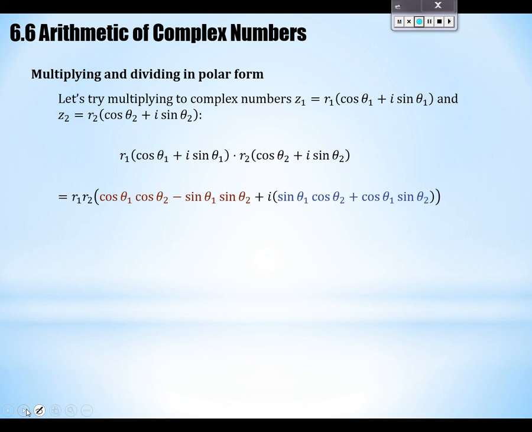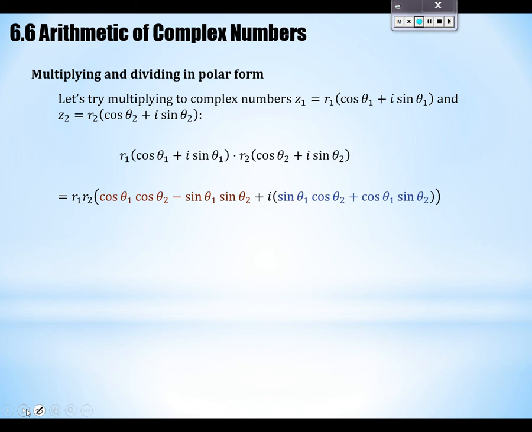I'll collect terms for you here too. So I multiplied this all out. Do you see that I really do have, I multiplied cosine theta 1 times cosine theta 2, and that's where this came from. How about cosine theta 1 times I sine theta 2? Does that appear somewhere? Yes, there it is. And where's the I? Oh yeah, I factored it out just for fun.